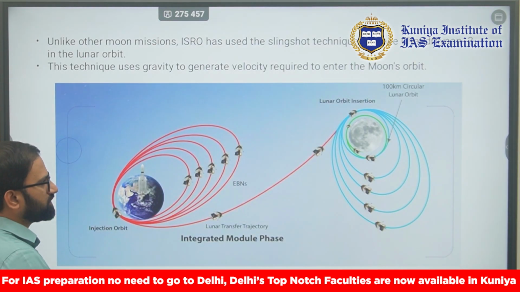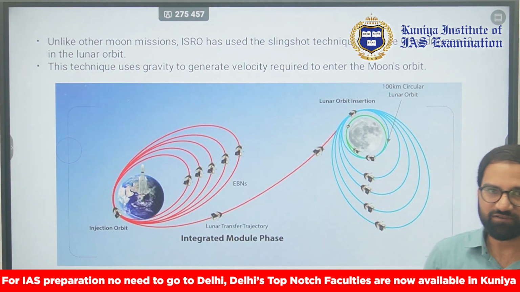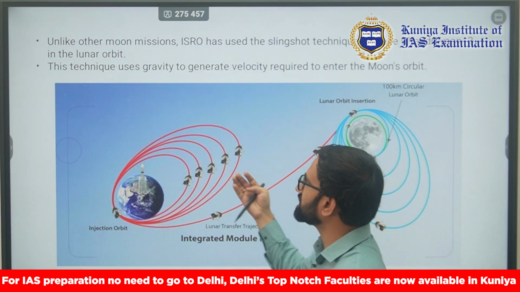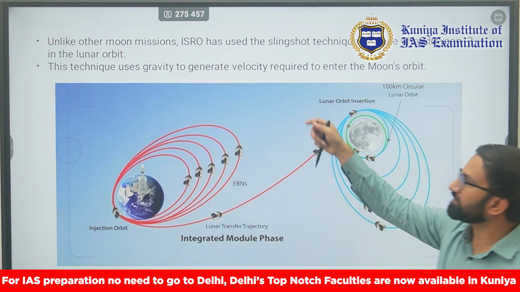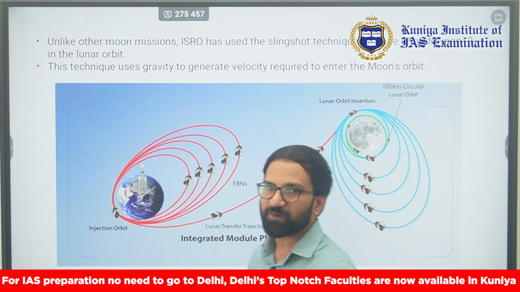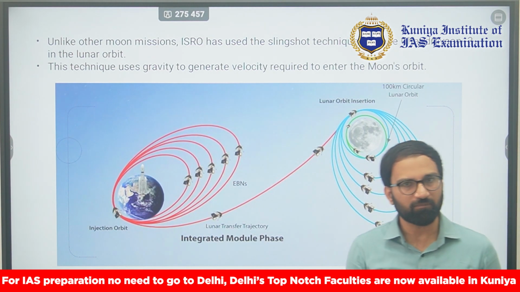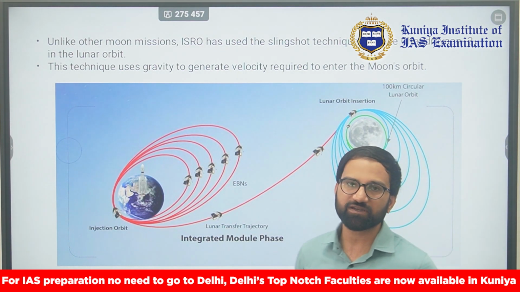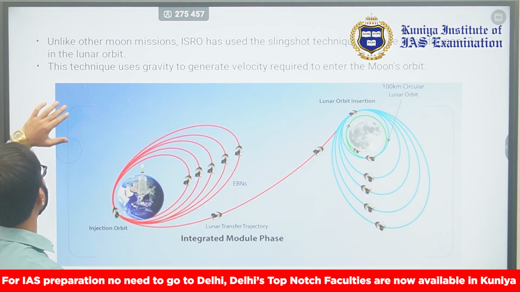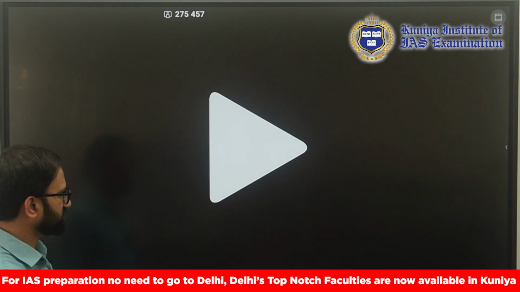If we show you the diagram, this is the method we call the slingshot method. This technique utilizes gravity to generate the velocity required to enter the moon's orbit. The benefit of this particular slingshot mechanism is that it requires a very low amount of fuel. Now with the help of one video we will discuss the launching of the mission and the slingshot mechanism. So here is the video.